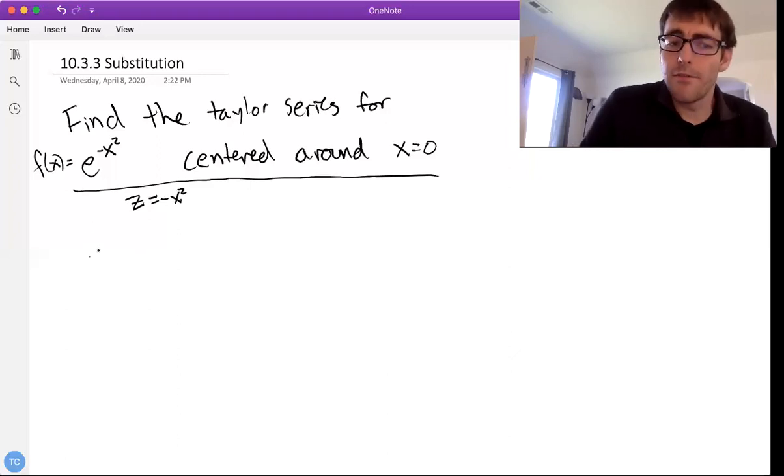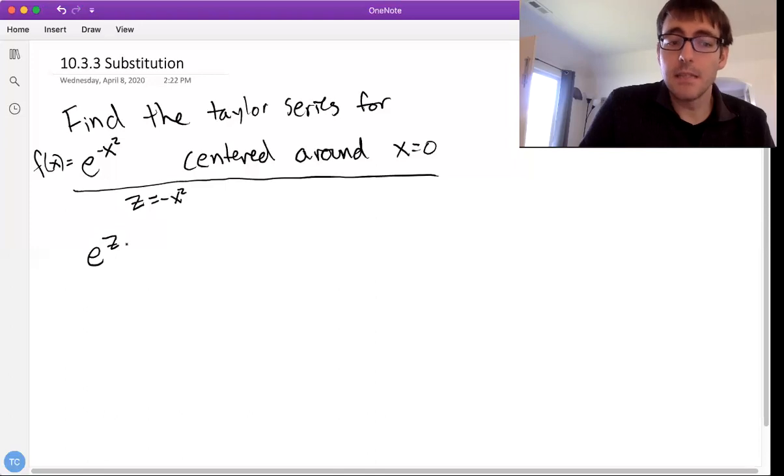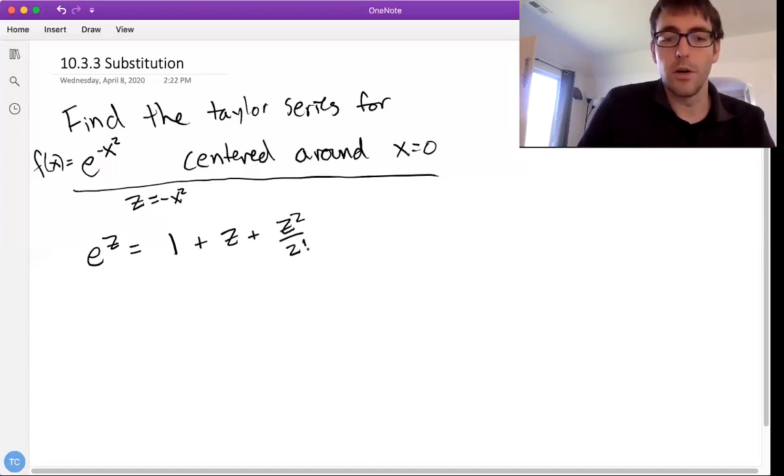And I'm going to go ahead and write down the fact that e to the z, or the Taylor expansion for that, as we've seen before, is 1 plus z plus z squared over 2. I'm going to put the 2 factorial there. 2 factorial is 2, so that's the same thing. Z cubed over 3 factorial, etc.